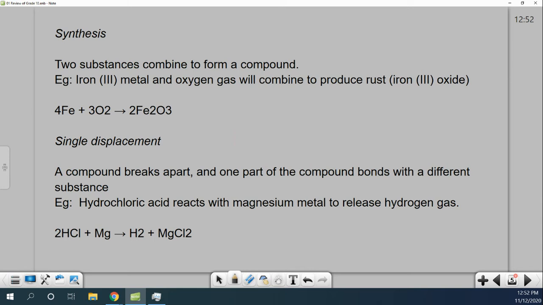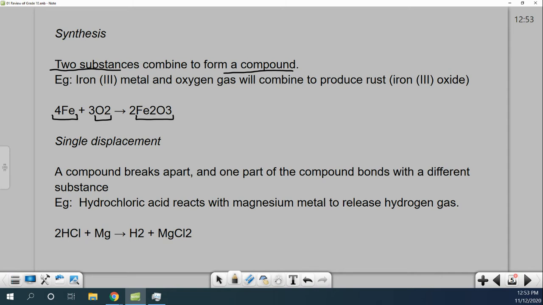The next common kind of reaction is a synthesis, when 2 things combine to form 1 thing. So decomposition is 1 splits into 2. Synthesis is 2 combines into 1. They're kind of opposites of each other. So for example, iron metal and oxygen gas will combine to produce rust, which is iron 3 oxide. So I've got iron metal plus oxygen gas, which is O2, combines to form iron oxide. In this case, iron 3 oxide.